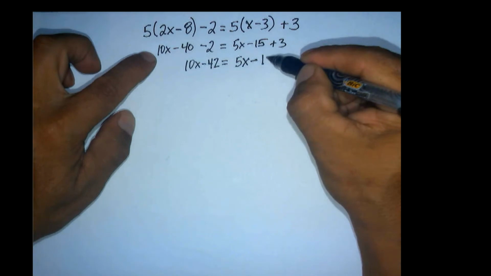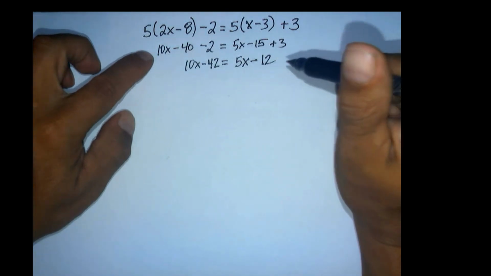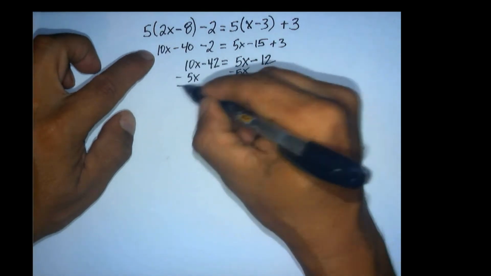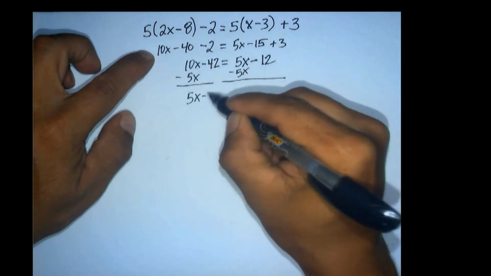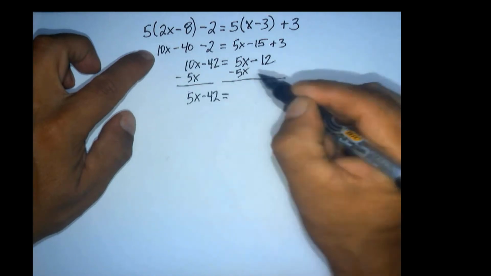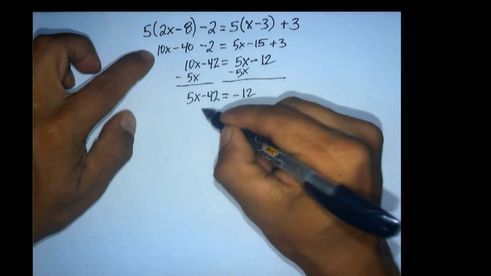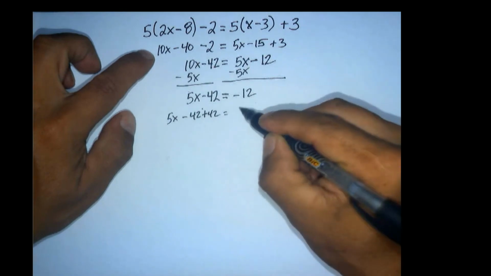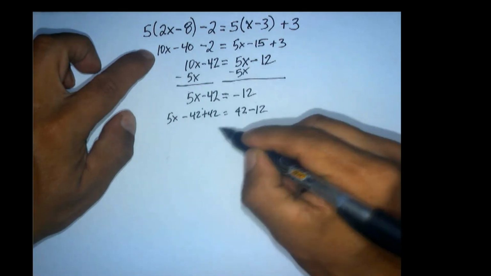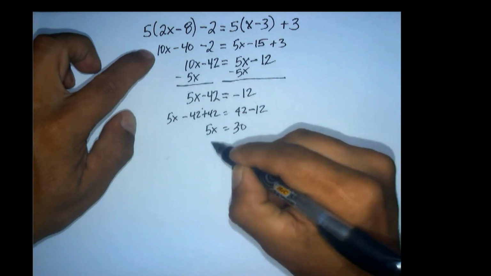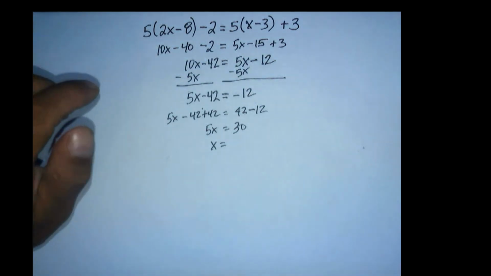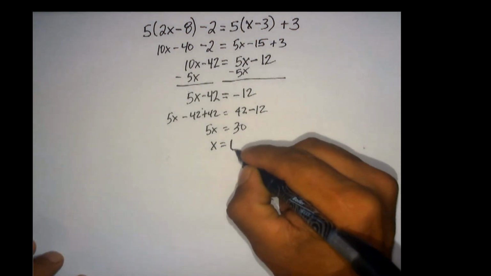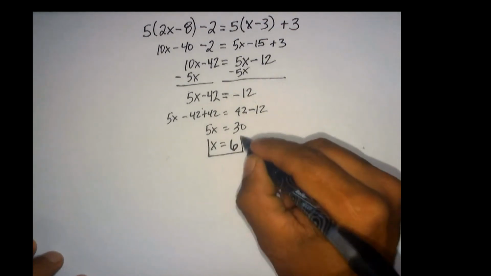Okay, so then I'm going to subtract 5x from each side. So that gives me 5x minus 42 equals minus 12. So add 42 to each side, which gives me 30. So 5x equals 30, and 30 divided by 5 is 6. x equals 6. Very good.